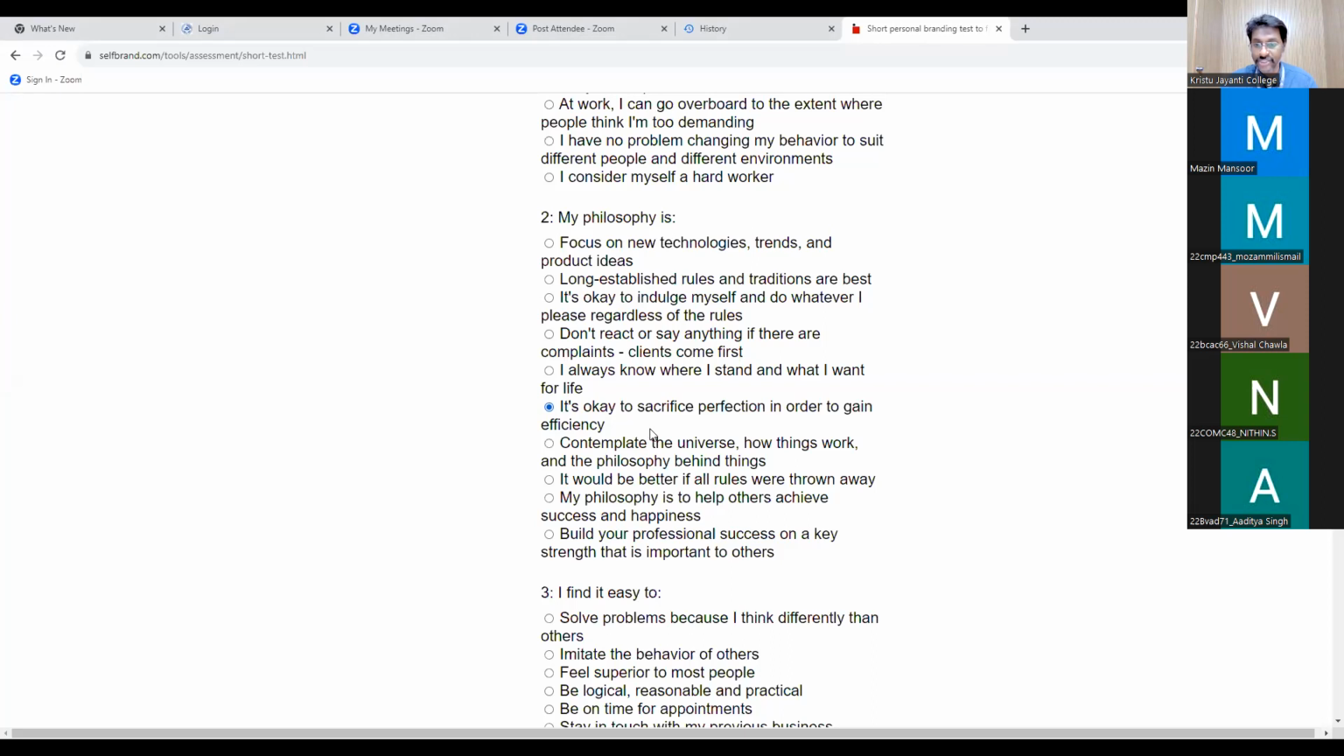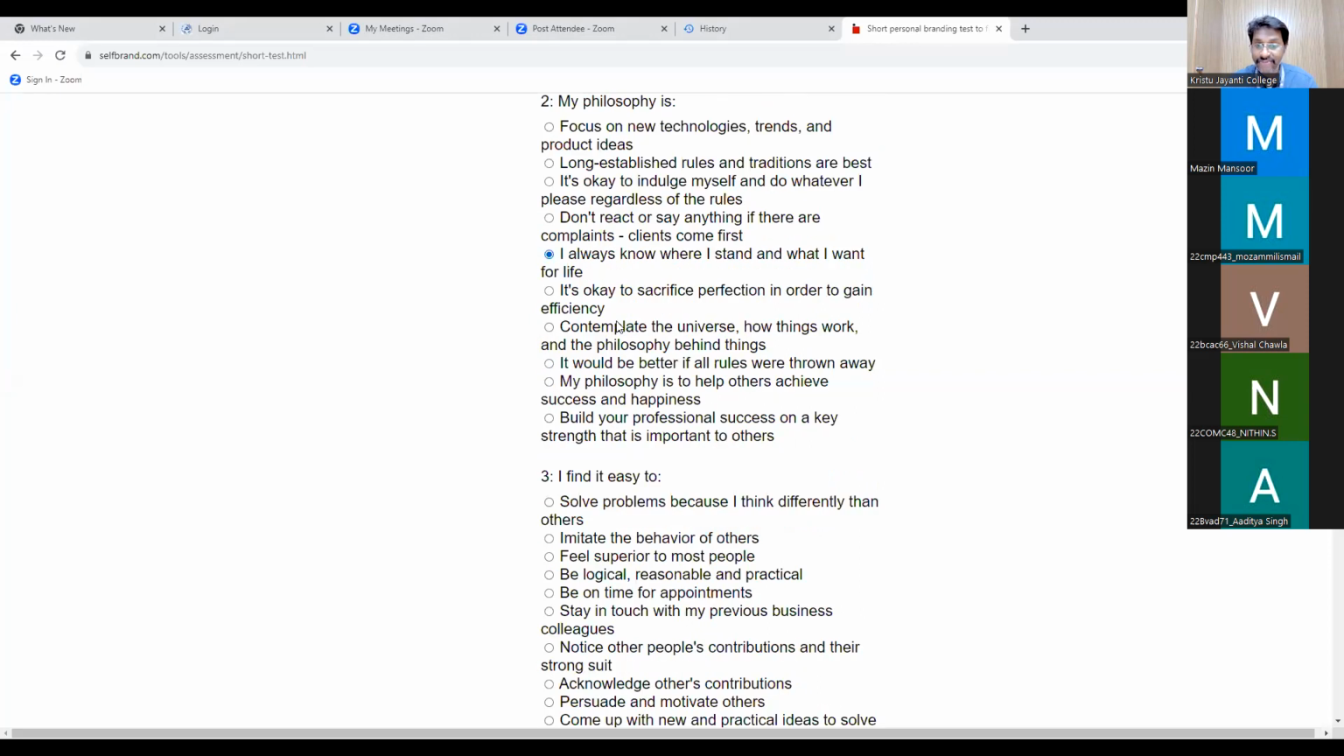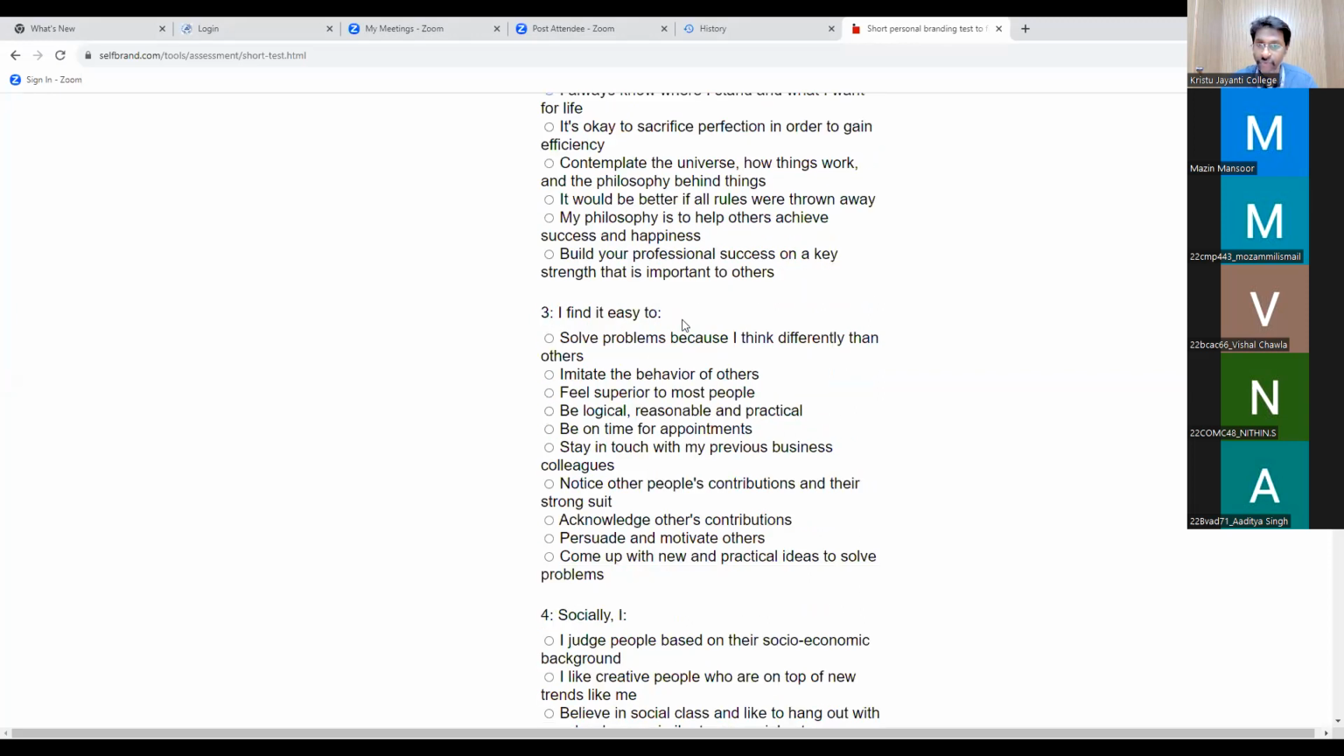Long established rules and traditions are best. I always know where I stand and what I want from life. For example, I choose that option as my philosophy of life. I find it so easy to solve problems because I think differently than others. Do you think that you are a person who solves problems differently when compared to others, the way they think? Are you one such personality?